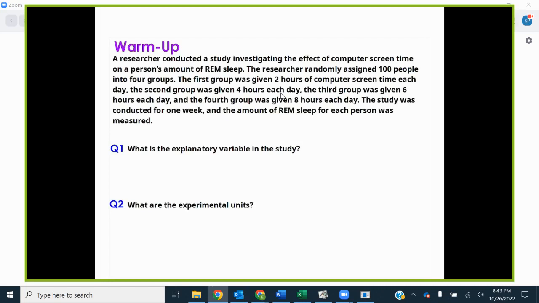So if you'll start with this warm-up, do question 1 and question 2 on your pink sheet, pause, give it a try, and then when you're ready you can unpause to see the answers.